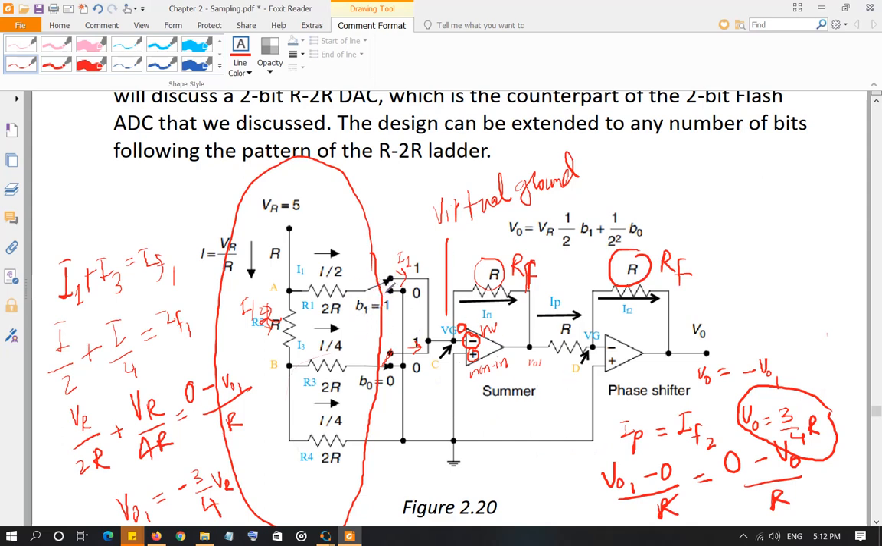Let's say you have now bit 1 is 1, bit 0 is 0. So now only one current is flowing to node C.